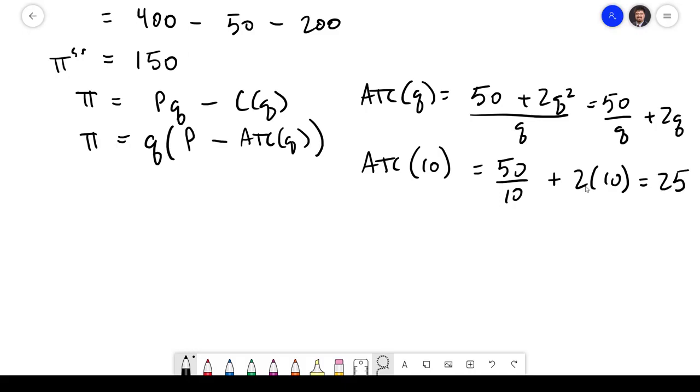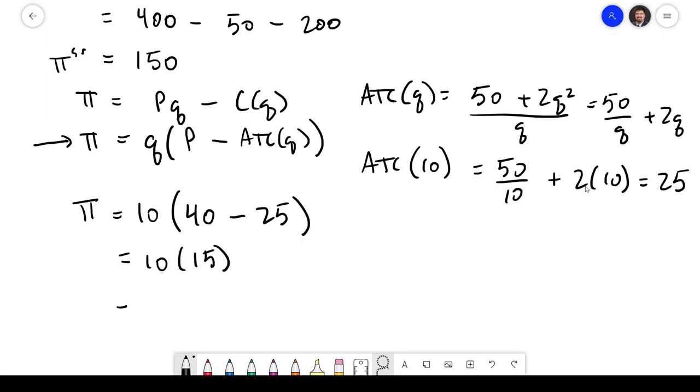I'm then going to plug everything into our formula right here. So profit will be quantity of 10 times an equilibrium price of 40 minus the average total cost of 25. This will be 10 times 15, which is also going to be 150. Either way we calculate this, we'll get the same answer. The reason that we do this is that we can then draw the average total cost curve on the graph and represent profit as a rectangle.